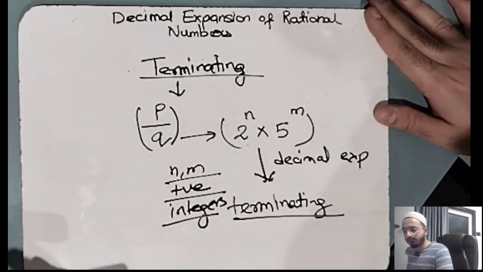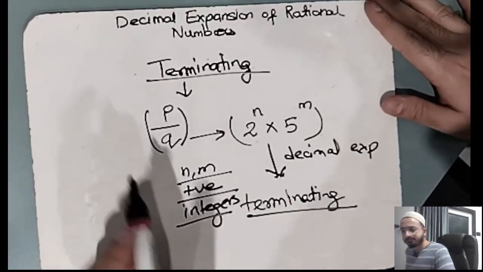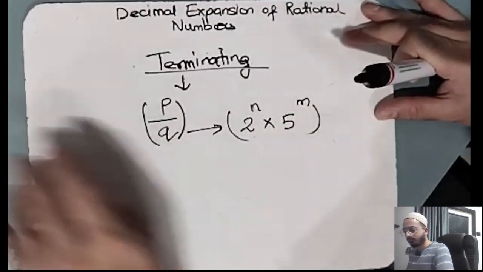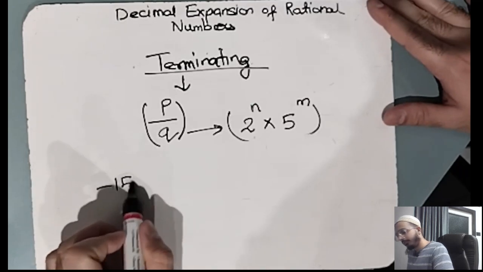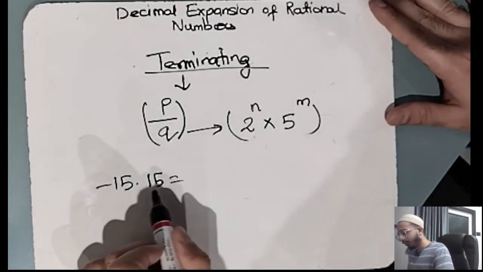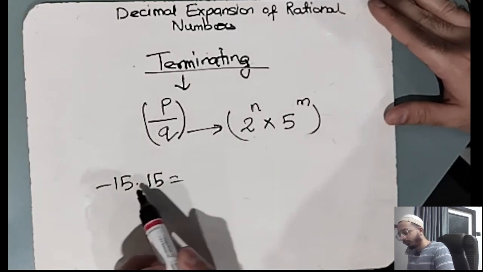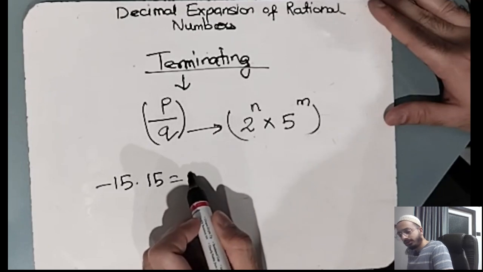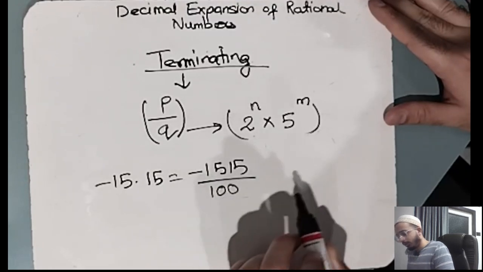Let's take an example of this kind of number and see how this property applies to it. Let's say we are taking minus 15.15. Now this is a terminating number, so it must follow this property. So let's first convert this into a fractional form. For converting it into fractional form, we'll multiply the denominator and the numerator by 100. So we will get minus 1515. The point will go away after multiplying. You will get 100 here.